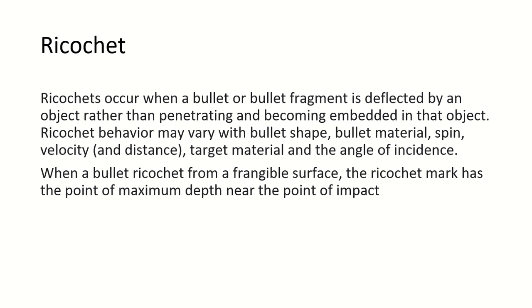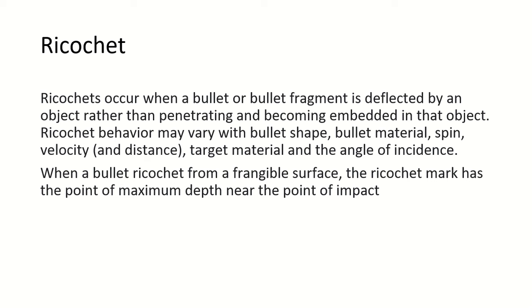Ricochet occurs when, in the path between the bullet and target, the bullet hits another object and gets deflected, and there will be a change in the direction of the bullet. Ricochet behavior varies with the bullet shape, bullet material, spin, velocity, target material, and the angle of incidence.